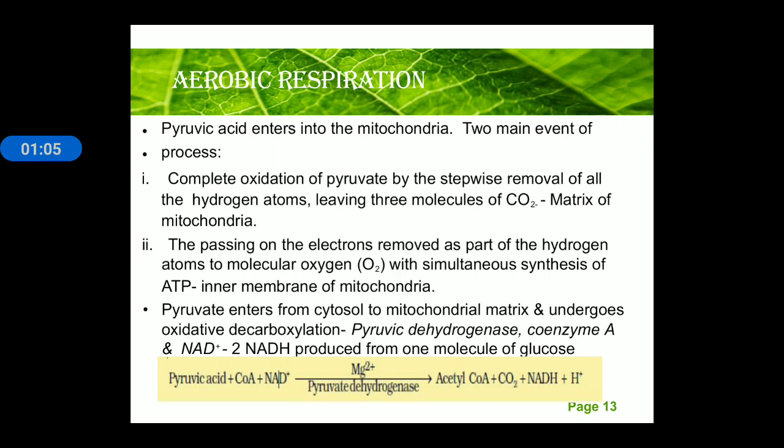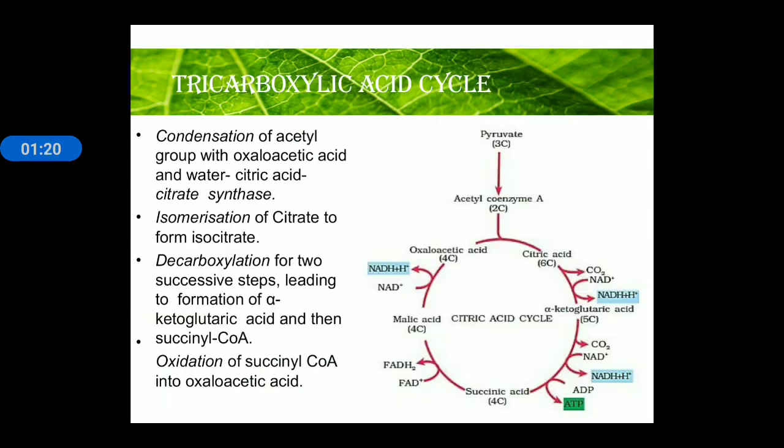So pyruvate first enters the mitochondrial matrix, and here pyruvic acid is first converted into acetyl coenzyme A with the help of an enzyme named pyruvate dehydrogenase. And you can see this is the tricarboxylic acid cycle, the TCA cycle. Another name of this cycle is the Krebs cycle. You can see this cycle is from NCERT. Pyruvate is first converted into acetyl coenzyme A.